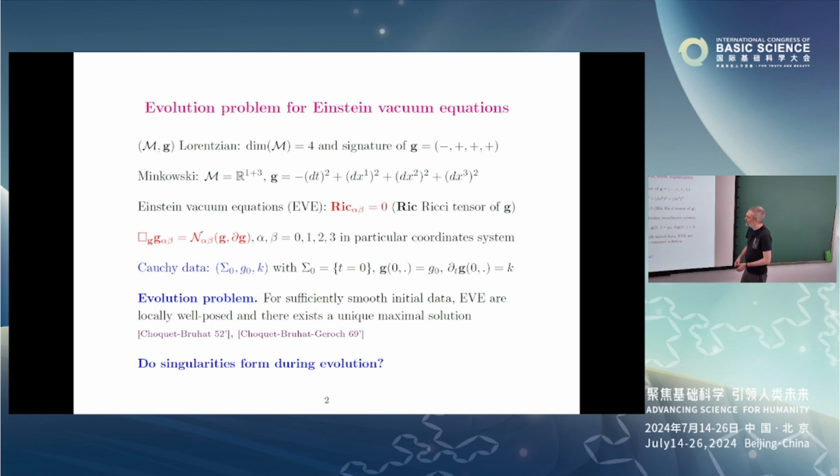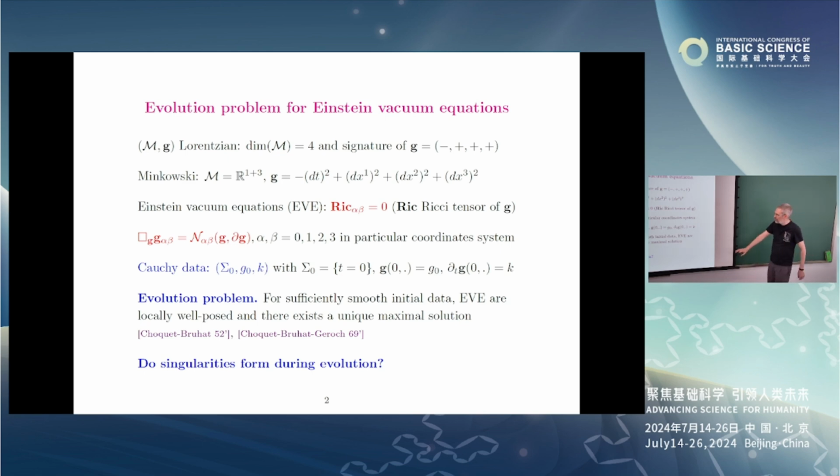Now I can start talking about the evolution problem, in other words, the question of local existence, uniqueness, and maximal solutions. This is a foundational result due to Yvonne Choquet-Bruhat from 1952 and later Choquet-Bruhat and Geroch in 1969, which says that if you start with sufficiently smooth and suitable initial data, and let me not say what I mean by suitable, then the Einstein vacuum equations are locally well posed, and furthermore there exists a unique maximal solution. The statement of existence and uniqueness is due to Choquet-Bruhat. The statement of maximality of the solutions is due to Choquet-Bruhat and Geroch.